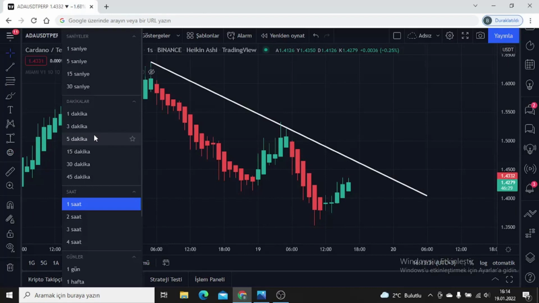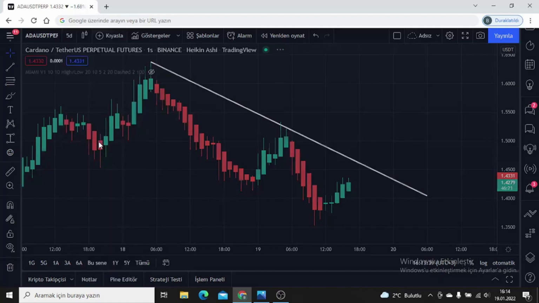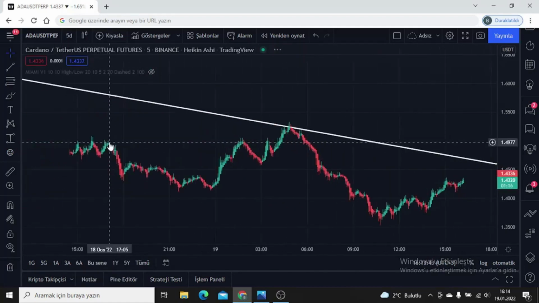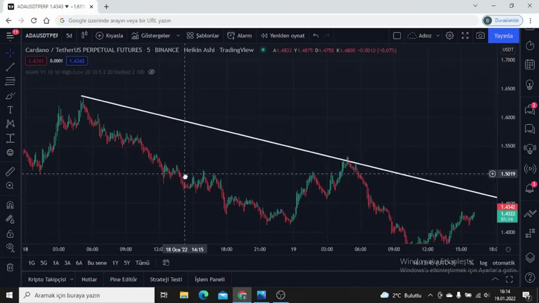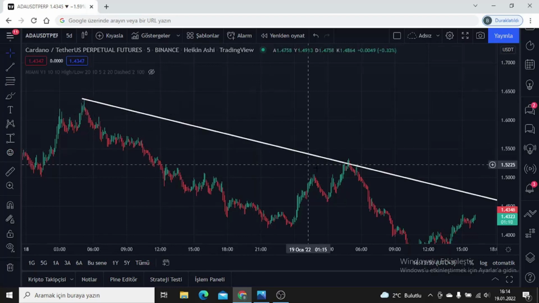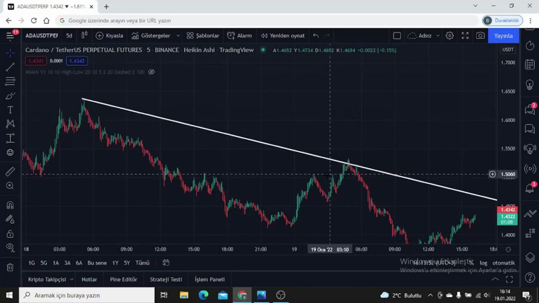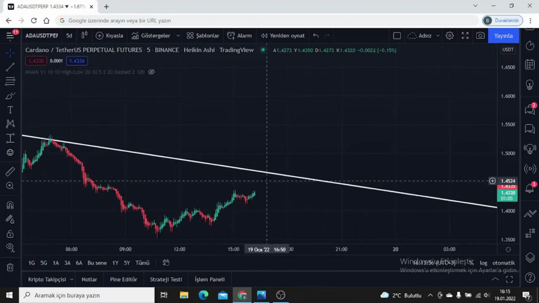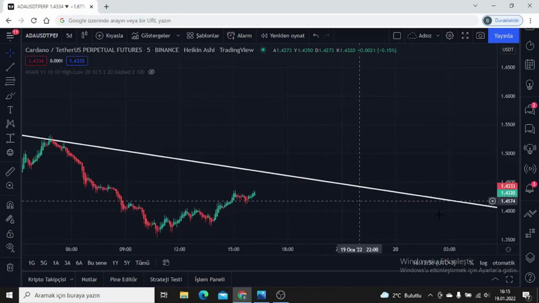I am now in the trading period. I drew on the 1 hour time frame. Whether the period is 15 minutes, 5 minutes, 3 minutes or 1 minute is up to you. I move from the 1 hour period to the lower periods and open my chart. As you can see, I am opening the 5-minute period. When I open the 5-minute period, you see the falling trend I drew here.